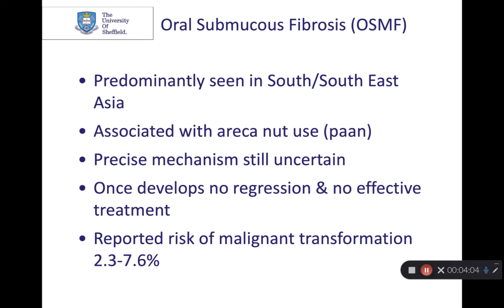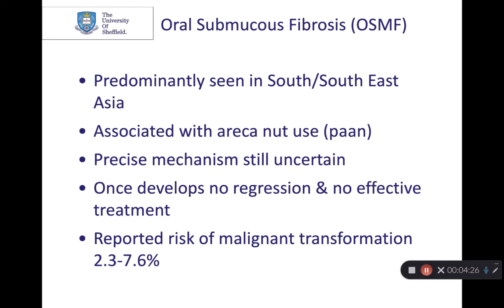Oral submucous fibrosis is a condition that you may see in the UK depending on where you work and your patient population. It is a condition which is predominantly seen in patients in South and Southeast Asia and in their populations, their communities around the world. It is associated with PAN, which we introduced as an idea within the etiology section.